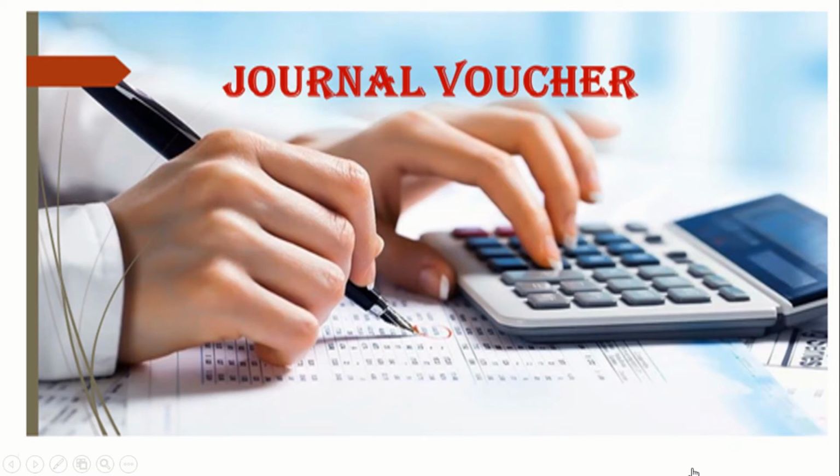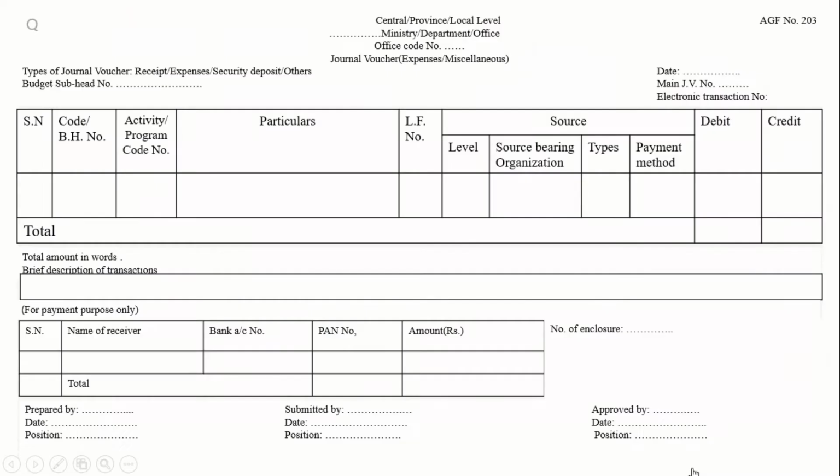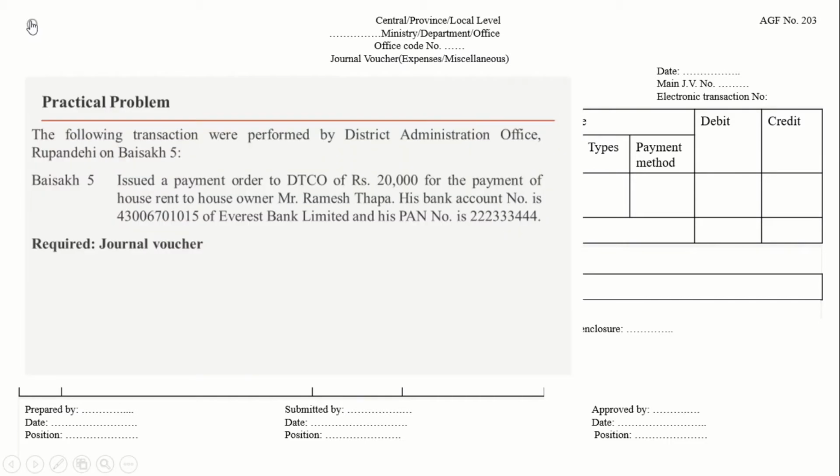Today, we will learn how to prepare a journal voucher properly using AGF number 203. This is a specimen of a journal voucher, which is prepared after the identification of any financial transaction in a government office. The AGF number of the journal voucher has been changed to AGF number 203 from the fiscal year 2076-77, which was previously prepared in AGF number 10. Now, we will do a practical problem that will clarify the preparation of the journal voucher.